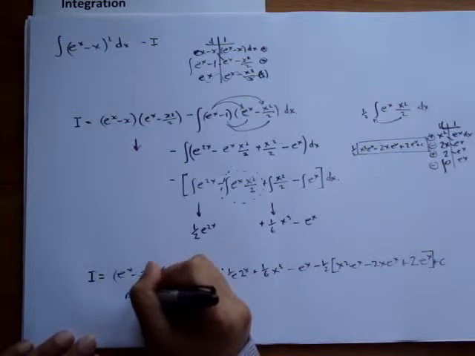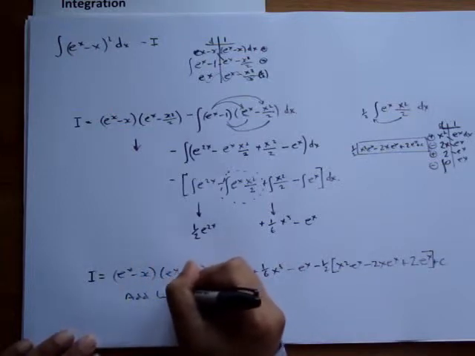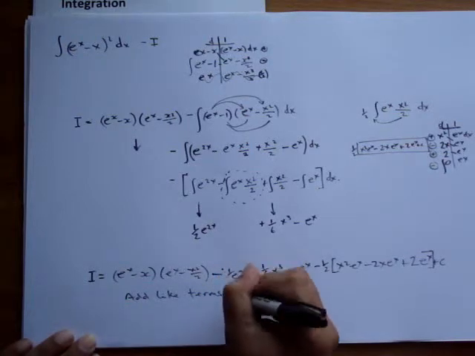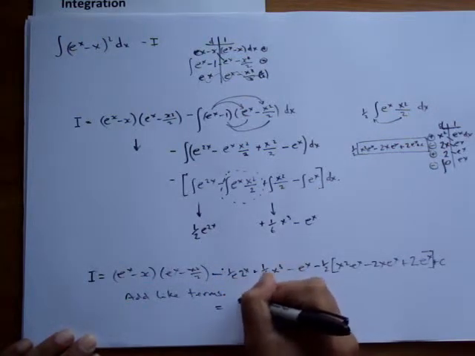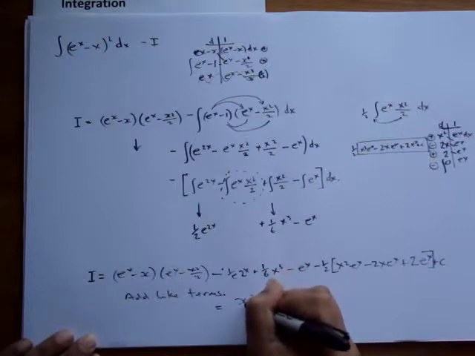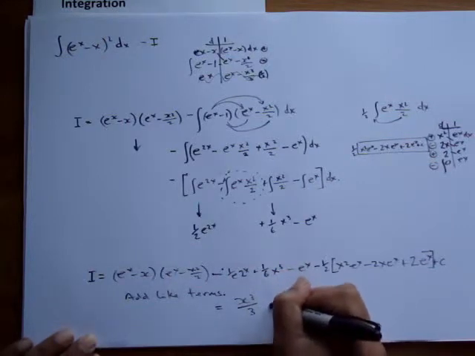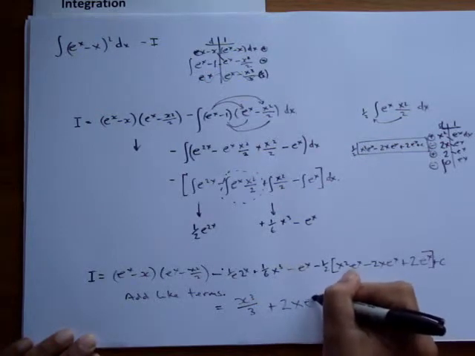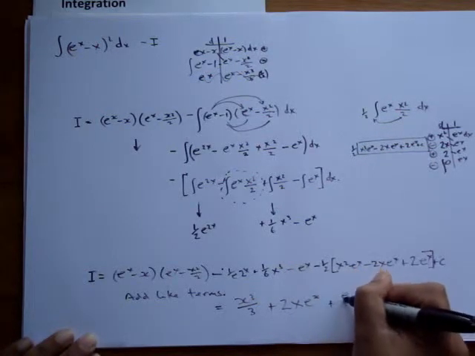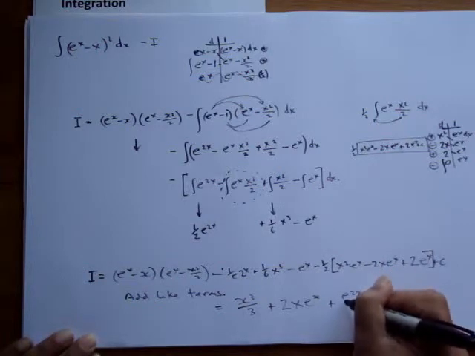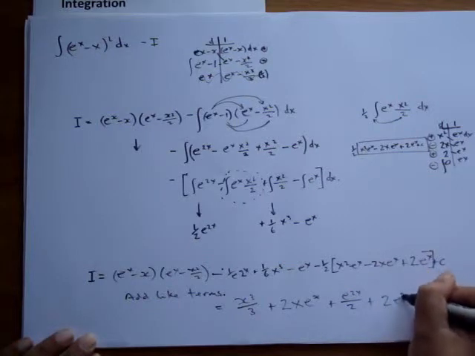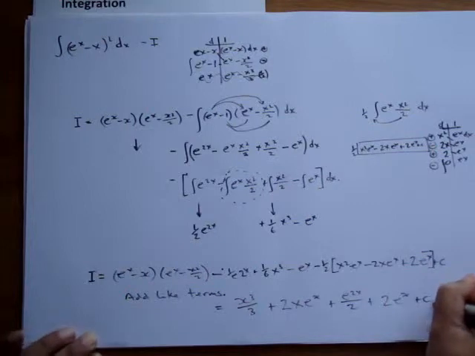We add the like terms. We get x cubed over 3 plus 2x e to the x plus e to the 2x over 2 plus 2e^x plus c.